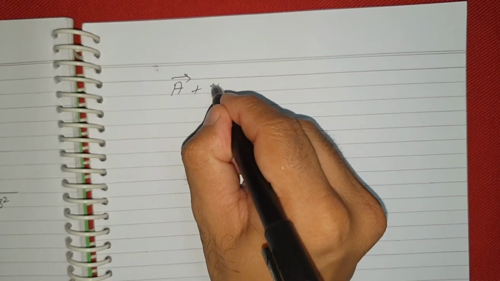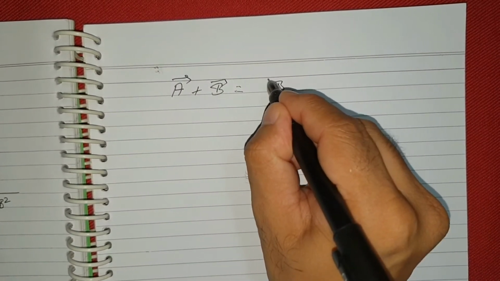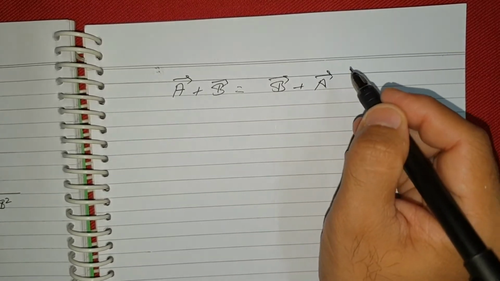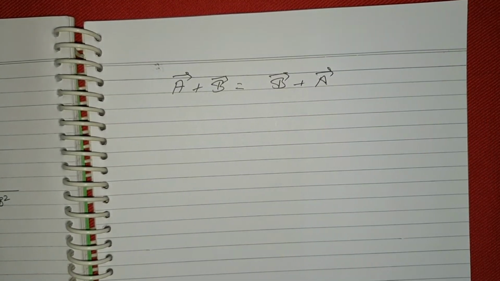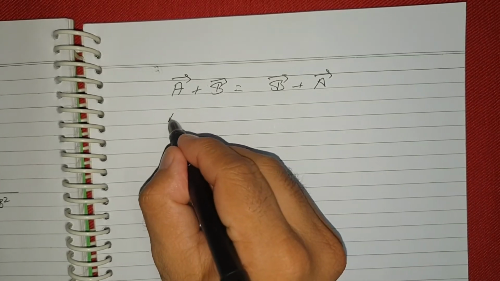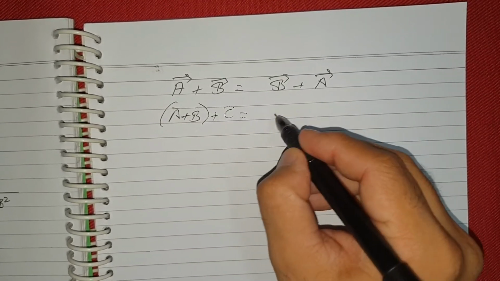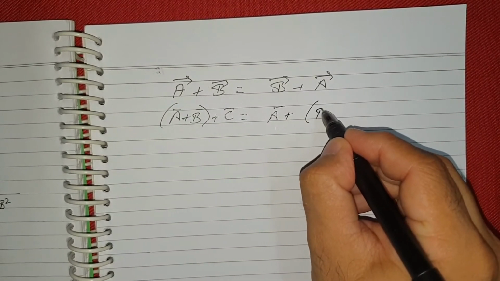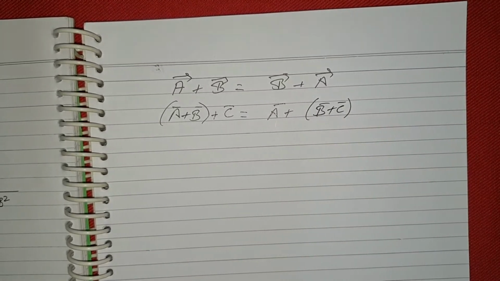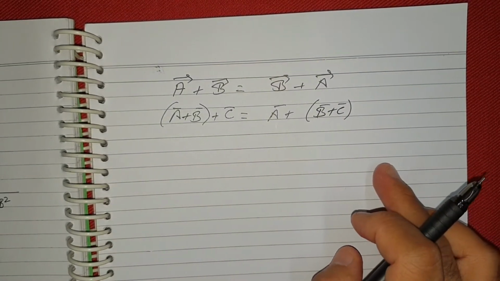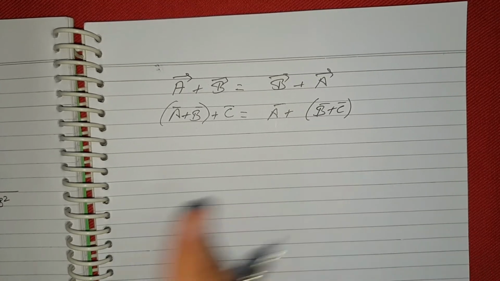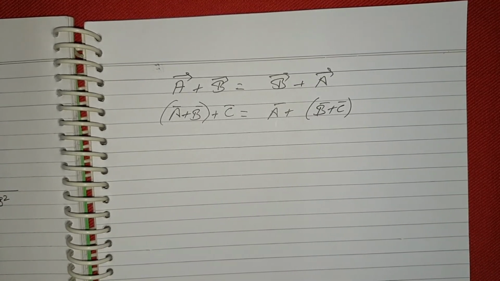Second, the vector addition is commutative. Commutative means if you write vector A plus vector B, this is equal to vector B plus vector A. Same goes for associative: if you write A plus B, put this in bracket, plus C, this is actually vector A plus B plus C. Now this is an associative law. The vector addition is associative. So these are some facts about the addition of vector.